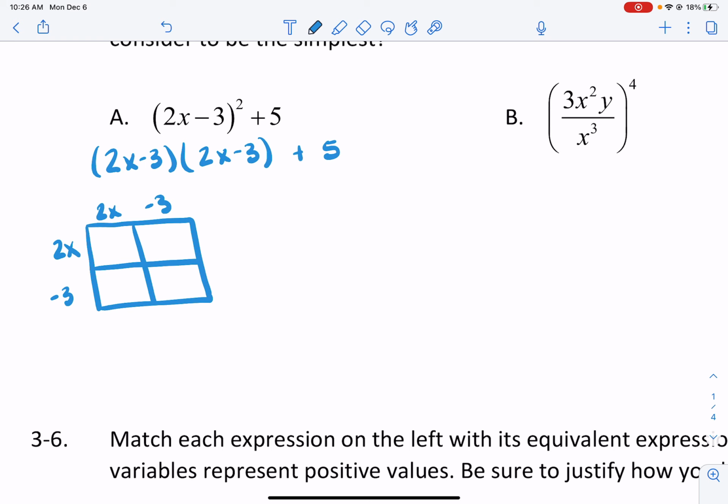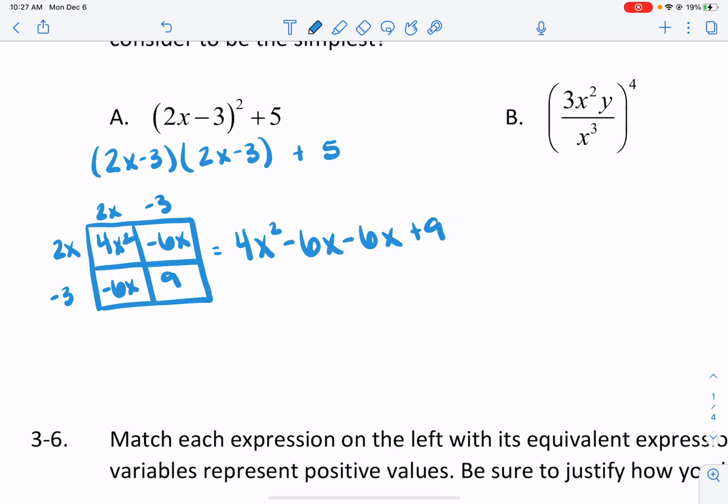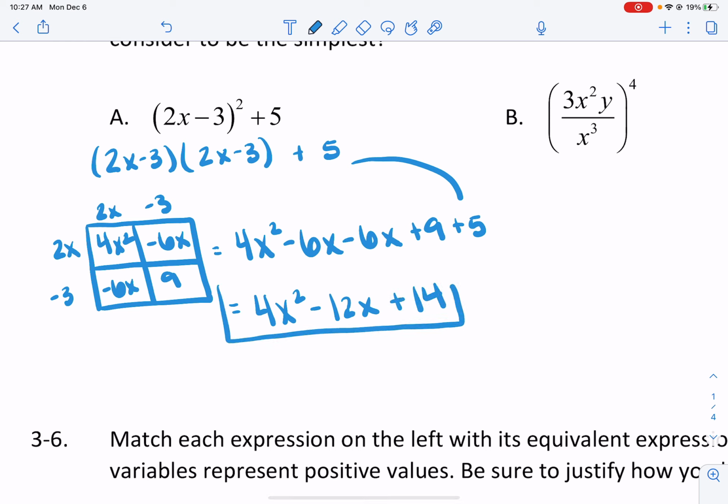All right, so 2x times 2x is 4x squared, minus 6x, and plus 9. So when I write this all out, we have 4x squared minus 6x plus 9, and don't forget we have that plus 5 here as well. We can combine like terms, so we've got 4x squared minus 12x, and 9 plus 5 is 14. And there we go.